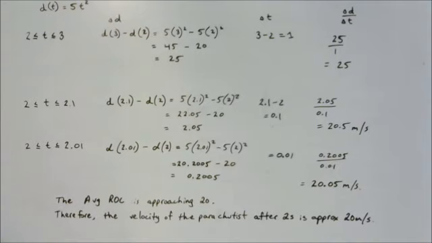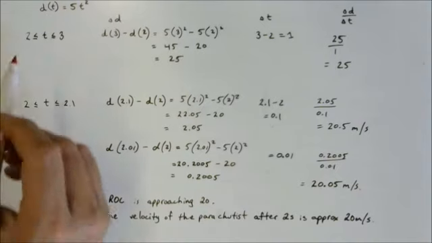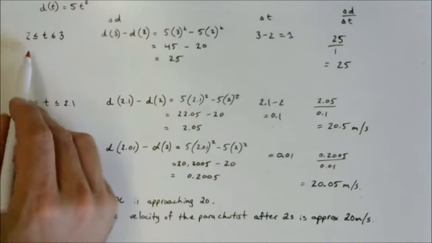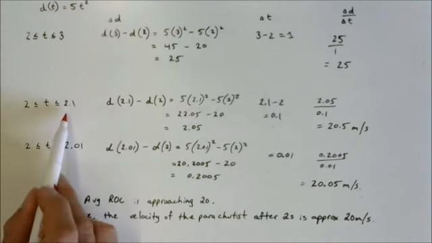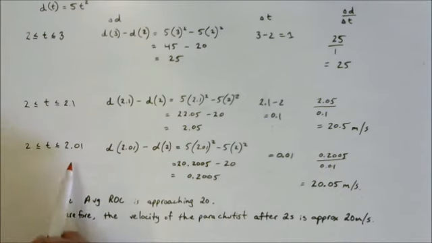And again, we could have done this exercise with the interval from 2 to 1, and then 2 to 1.9, 2 to 1.99. We could have picked values less than 2 to create our interval instead of values greater than 2.